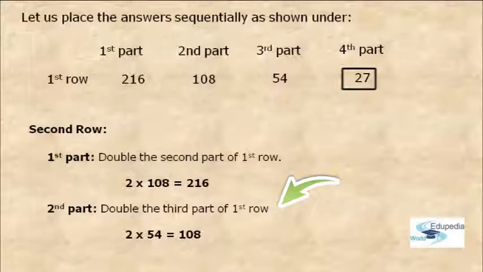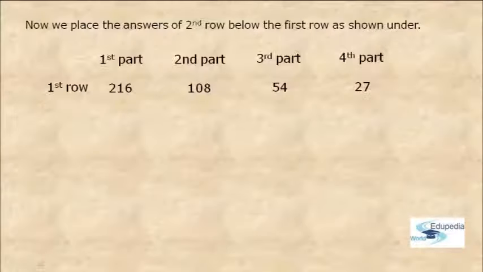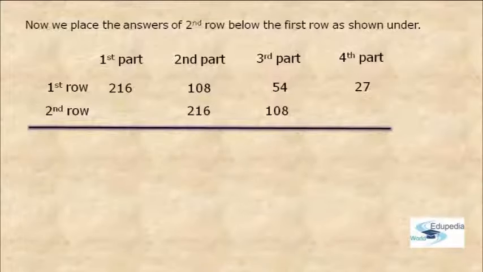And after getting the first and second part answers of the second row, we have to write these answers below the first row in the following way. At first we have to write the first row answers like this, and below it we have to write the second row answers right below the second part and third part of the first row answers. After writing like this, we have to place a horizontal bar below the first and second row answers.